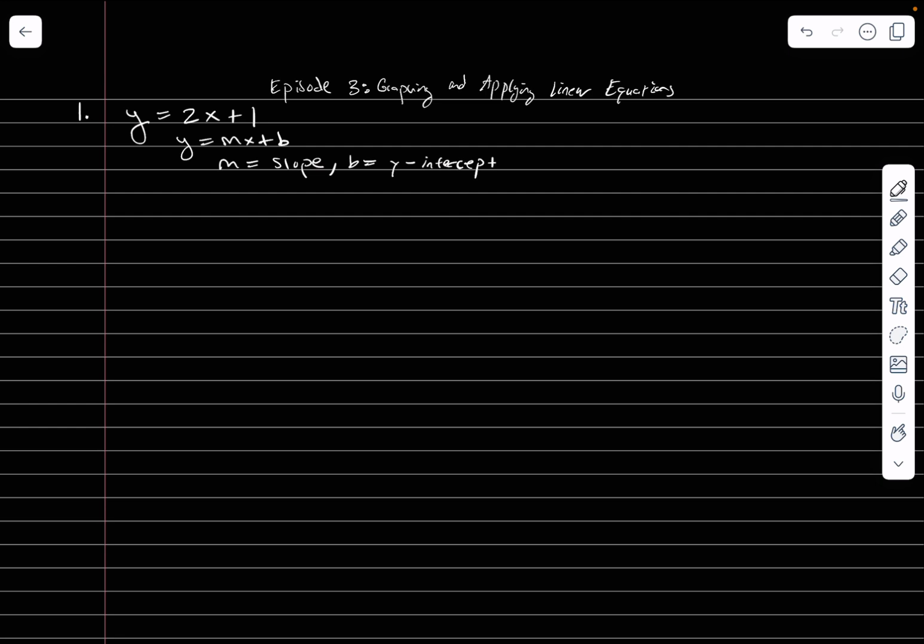Let's cover the variables. The slope of the line is how much it's rising over run. You probably heard of that, rise over run. So the formula to calculate slope is this: y2 minus y1 over x2 minus x1. The y being your rise, x being your run.